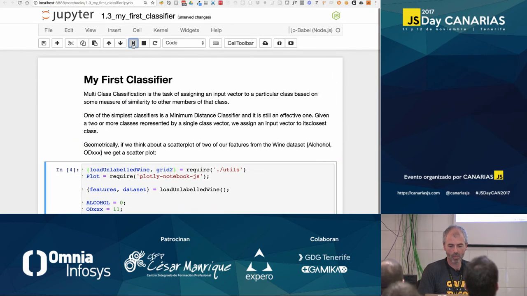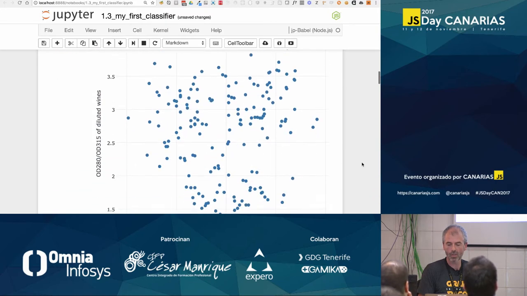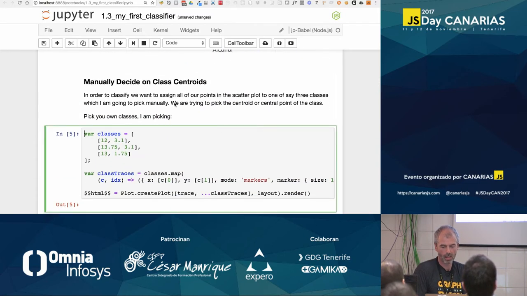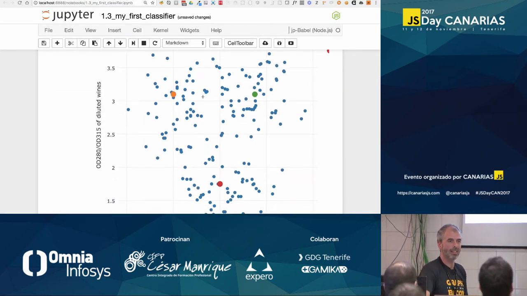You have to run them from the top. Load the data. So there's our data, alcohol versus the other measure. You can sort of see there's maybe three groupings going on there. I cheated, and I'm the machine learning algorithm. I decided where the centers were. Yeah?